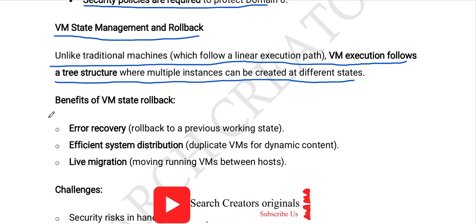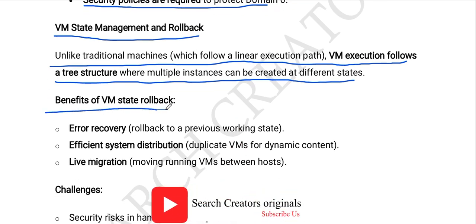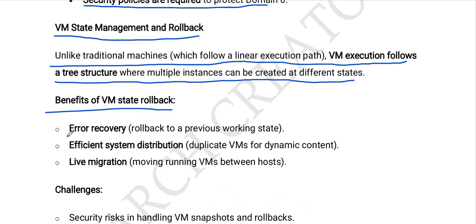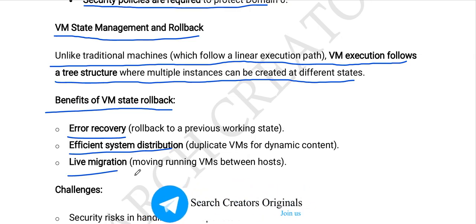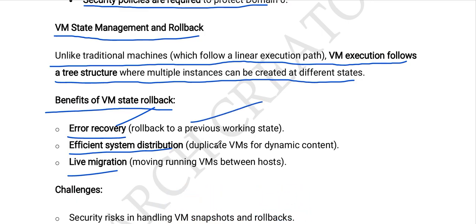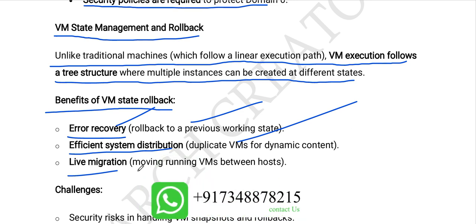Next are the benefits of virtual machine state rollback: error recovery, efficient system distribution, and live migration. Error recovery means rolling back to a previous working state. Efficient system distribution means duplicating virtual machines for dynamic content. Live migration means moving running virtual machines between hosts.